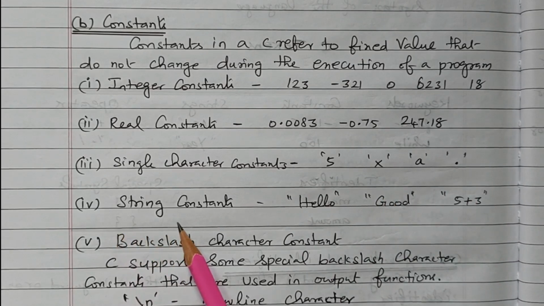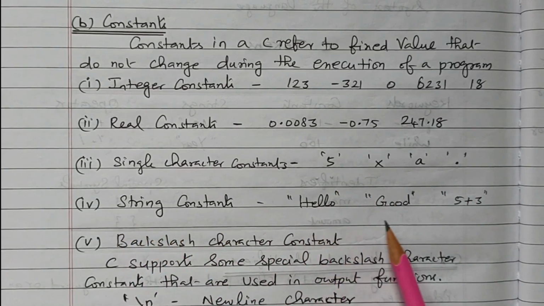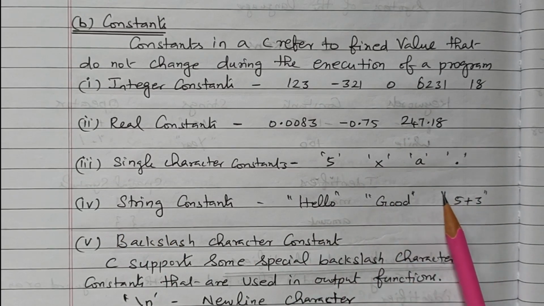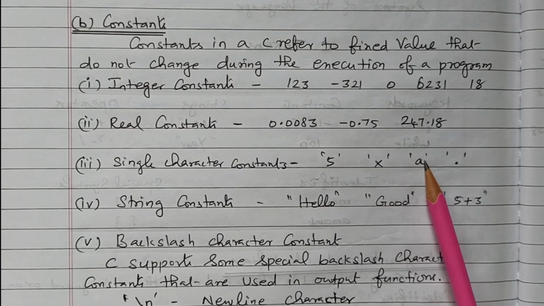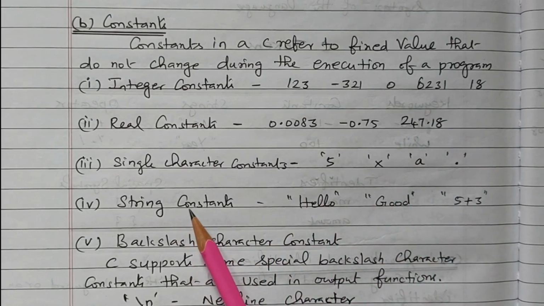Then string constant. More than one character is called a string. String constants: "Hello", "Good", "5 plus 3", given in double quotes. So this 5 plus 3 is not 8. 5 plus 3 is taken as a character string. Single quotes mean a single character. Double quotes mean a string of characters.